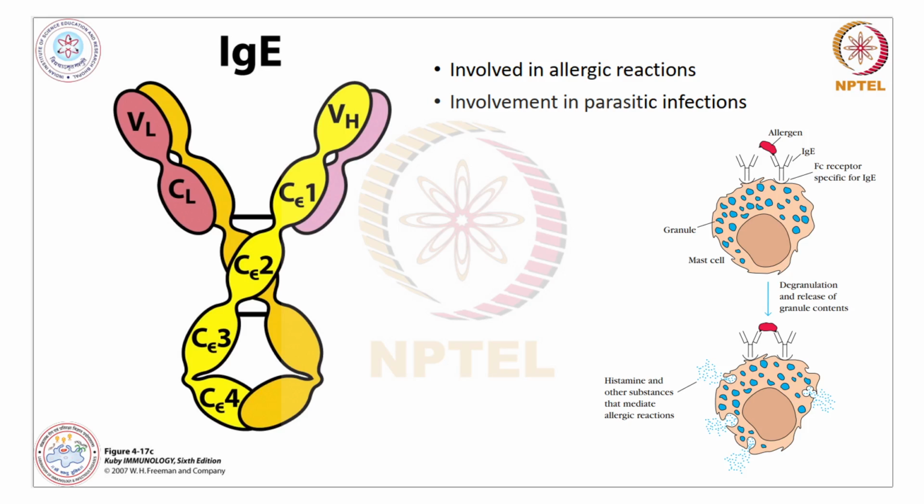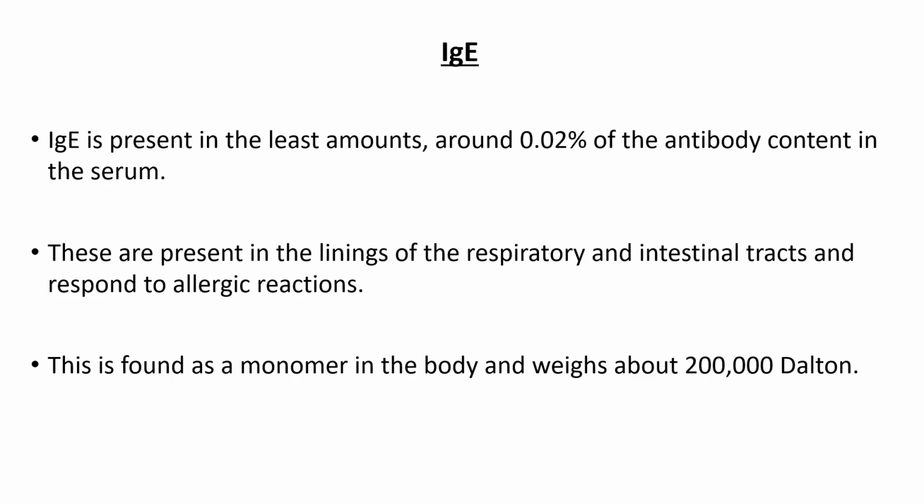The next is IgE that we have been studying from the initial classes, that it is involved in allergic reactions, and it is also involved in parasitic infection. So there are cells like mast cells which contain granular structures which have histamine, which are responsible for allergic reactions. So when an antigen is bound to this antibody, this will cause the degranulation and the release of the granular content, which will release the histamine molecules.